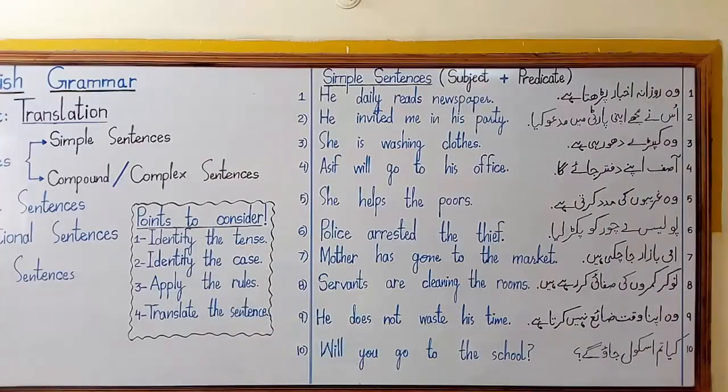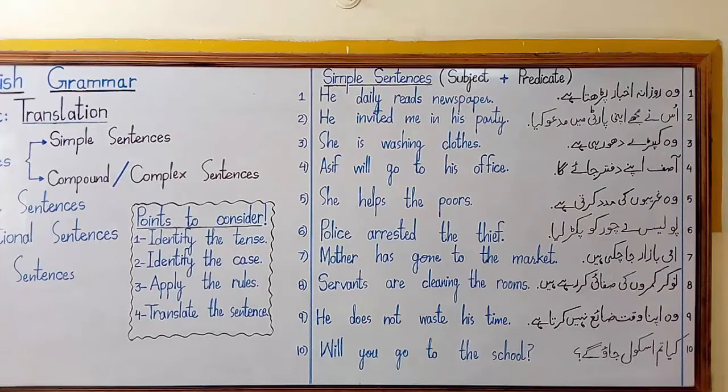So my brothers, as we discussed earlier, a simple sentence consists of a subject and a predicate. The examples given on the board belong to simple sentences. All these 10 sentences are simple sentences. You can see that every sentence has one subject and a predicate. Let's go through the first sentence. वो रोज़ाना अखबार पढ़ता है.